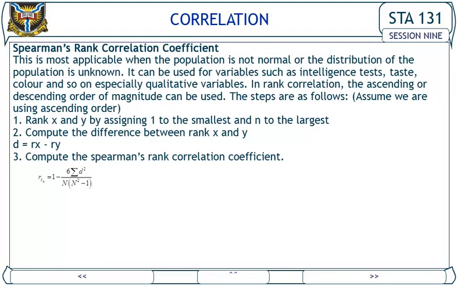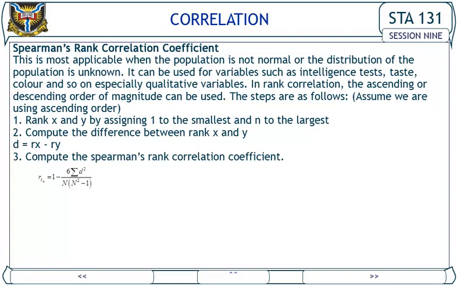Spearman's rank correlation coefficient. This is most applicable when the population is not normal or the distribution of the population is unknown. It can be used for variables such as intelligence test, taste, color, and so on, especially qualitative variables. In rank correlation, the ascending or descending order of magnitude can be used. The steps are as follows. Assume we are using ascending order.